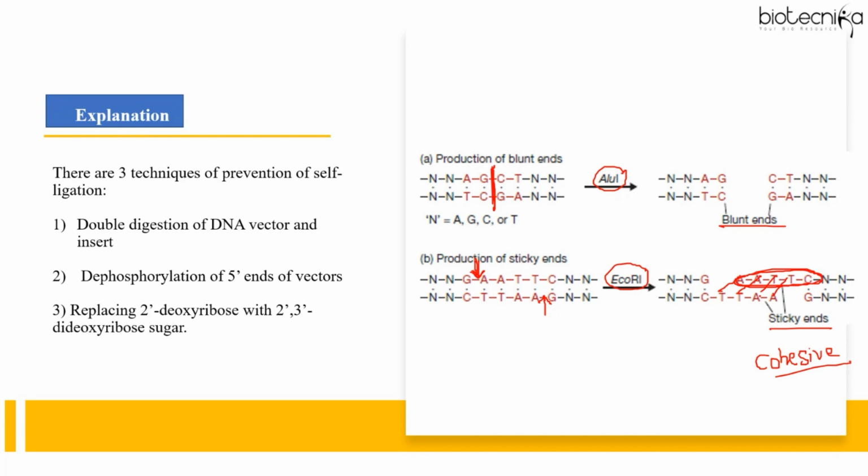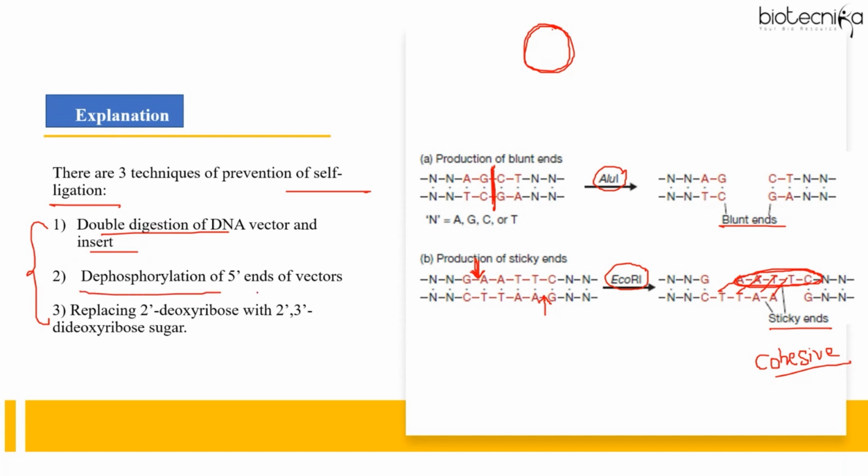Now in the question, it is asked which combination shown in the options can prevent self-ligation, that is, has the least probability of self-ligation. Self-ligation means the vector joins back to itself without carrying the insert. Now to avoid self-ligation, three things can be done. One is double digestion of vector and insert.